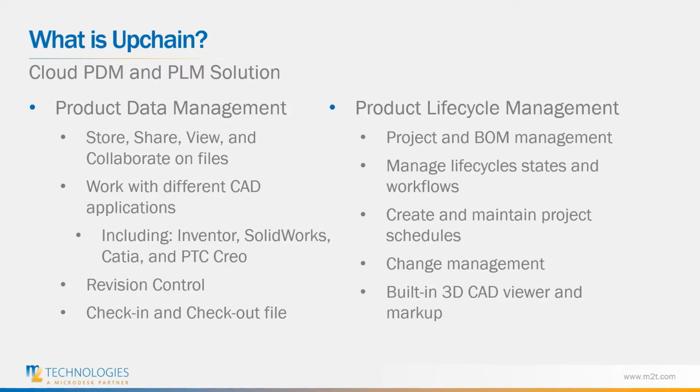This is done using a check-in and check-out process. So in order to make changes on a file, you check it out, which gives you control of that file to make any changes, to save it. And then when you're done, you can check it back in. While it's checked out, it'll be locked to other users, and they can see who has the most recent version. This allows you to always be on the same page and always have access to the most recent version of files. On the other side, we have the product lifecycle management.